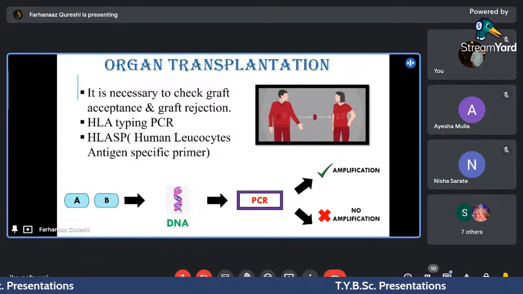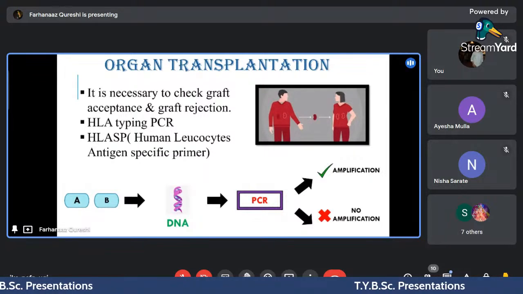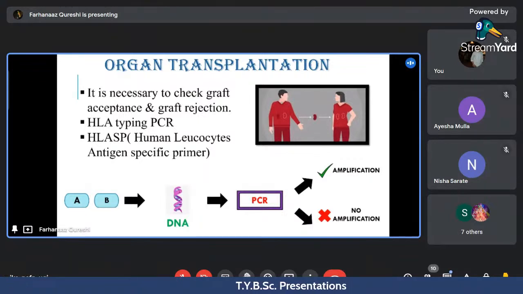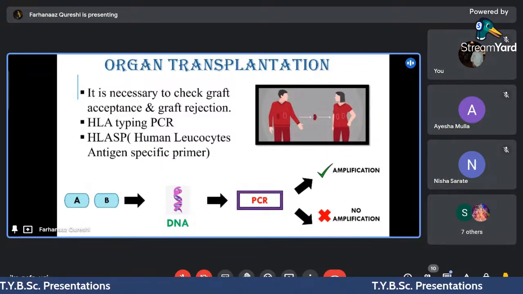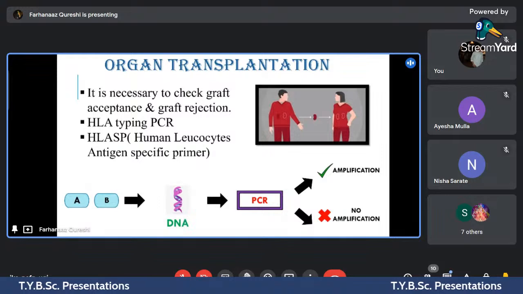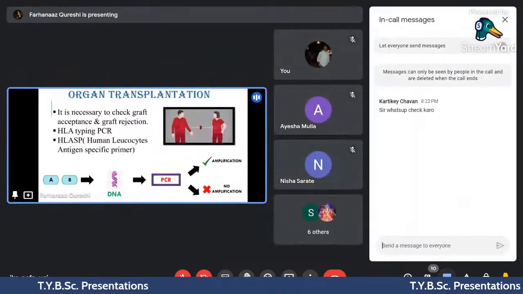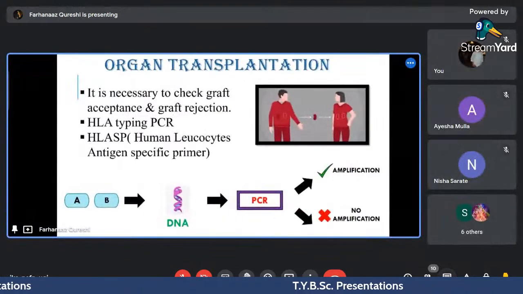For example, if A person is a donor and B person is a recipient or receptor, and A person donates his or her organ to B person, B person accepting the organ may show a strong immune response. To avoid this, we use HLA typing PCR, that is human leukocyte antigen polymerase chain reaction.